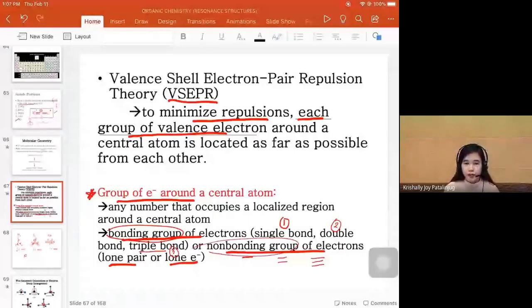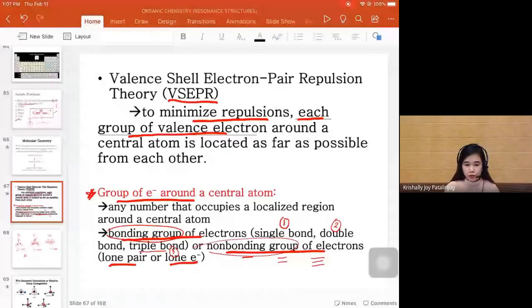And recall, when we say a group of electrons around a central atom, that could be a bonding group or a non-bonding group. Okay? So the best way we used, the way I shared, to predict the molecular shape is to count the number of electron groups that surround that particular central atom. Then apply, depending on how many electron groups surround that central atom, the possible molecular shape.